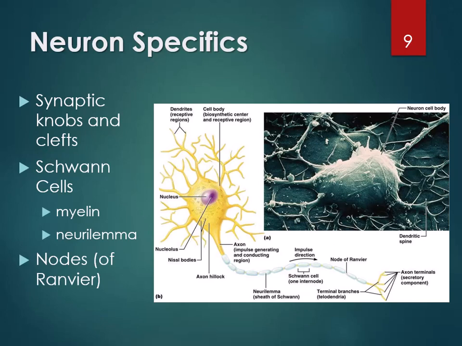In between each Schwann cell, you can see a little bit of the axon there in yellow. Those places or spaces between Schwann cells are called nodes of Ranvier. It's a French scientist who figured that out. So those little nodes are the spaces between the Schwann cells along the axon of a neuron.